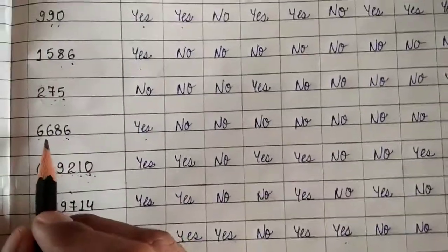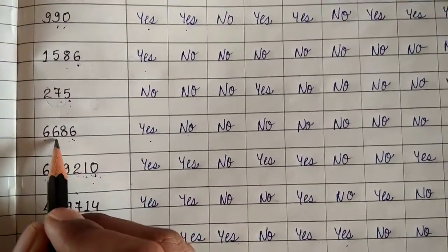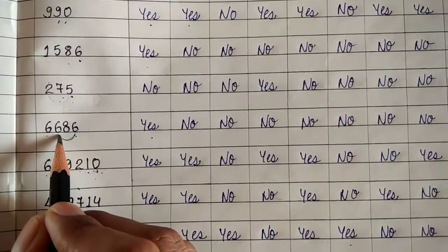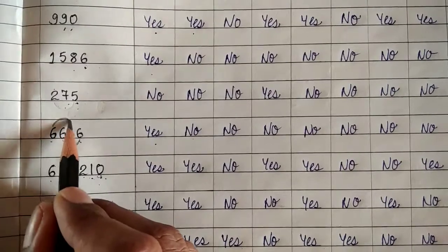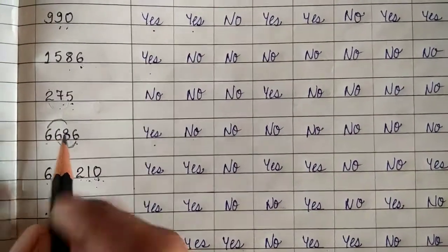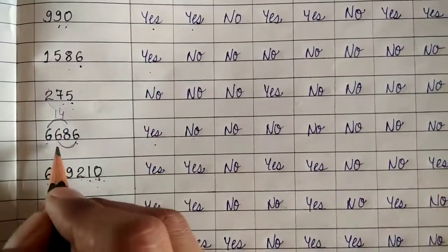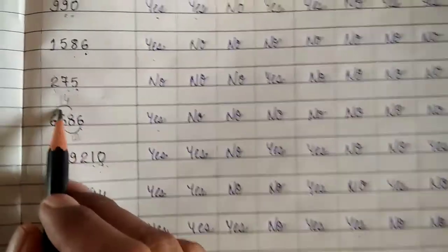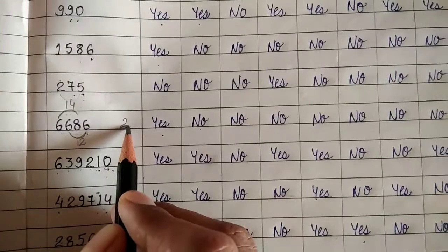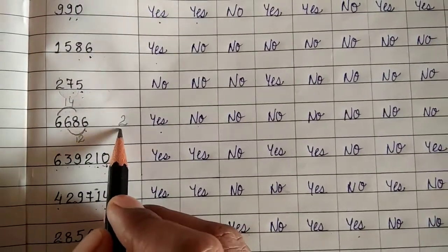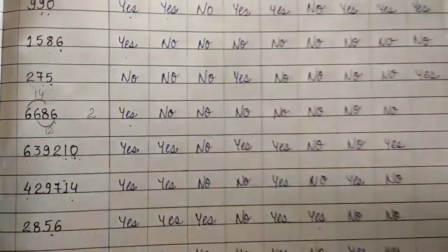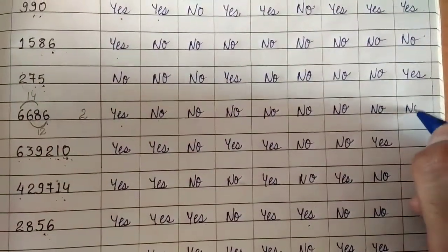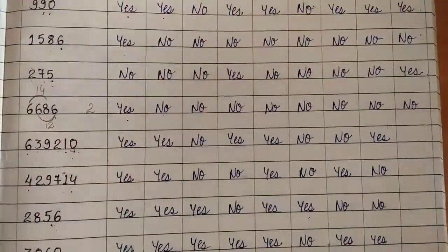Then the next number is 6686. We will add the first and third places and the second and fourth places. 6 plus 8 is 14 and 6 plus 6 is 12. What is the difference between these two? 2. 2 is neither 0 nor a multiple of 11. That's why no, this number is not divisible by 11.